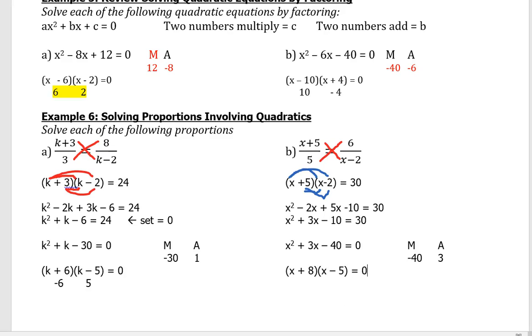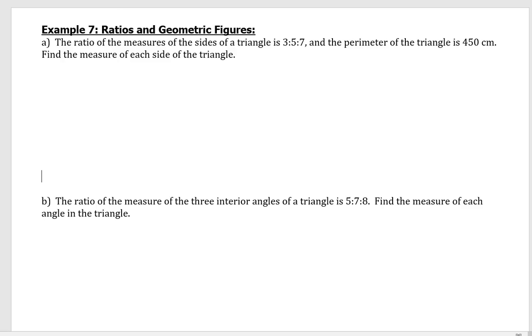That fits both of those requirements. If I multiply these together, I'm going to get negative 40, but if I add 8 and negative 5, we'll get 3. If you can fit both of those requirements, then you got your two factors. My actual answers to the question, negative 8 here and positive 5 here. It's what would set the parentheses equal to 0. Okay, that was the long example.